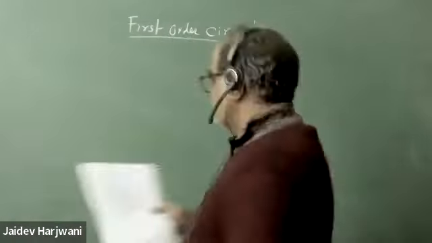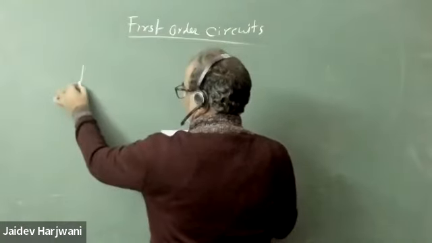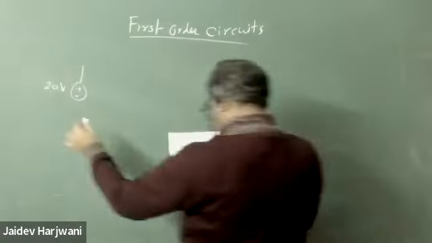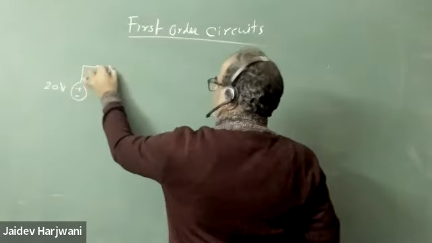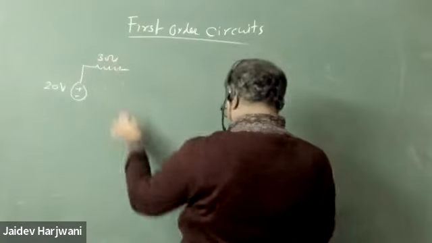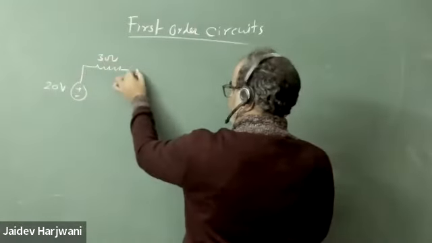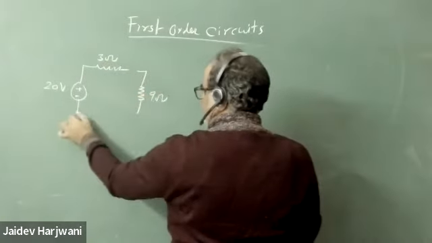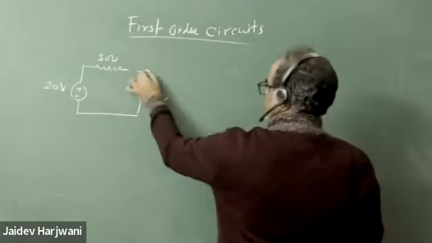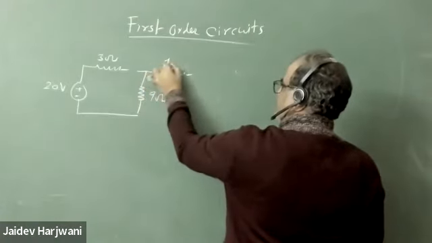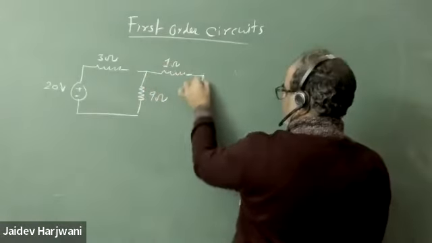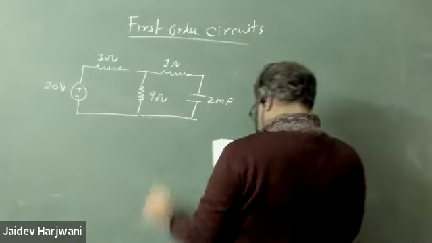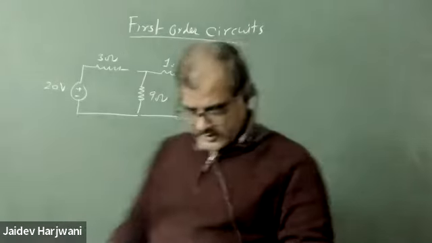Okay, so now you have a battery, 20 volt battery. Okay, and here you have 3 ohm resistance, and across which you have here 9 ohm resistance. Then you have here a 1 ohm resistance. Okay, and then they have given you 2 millifarad capacitance.